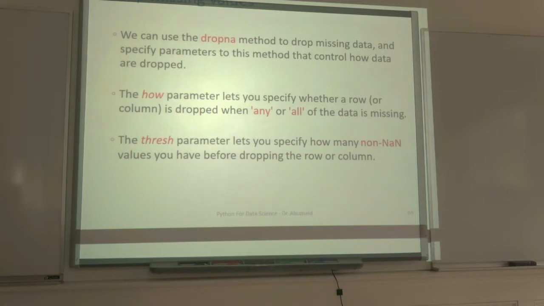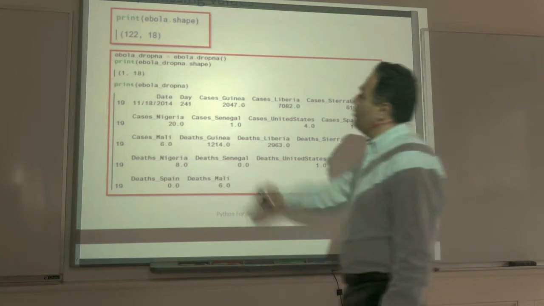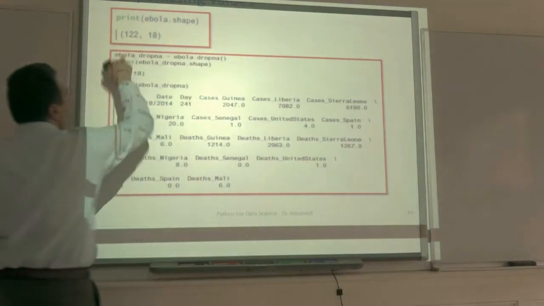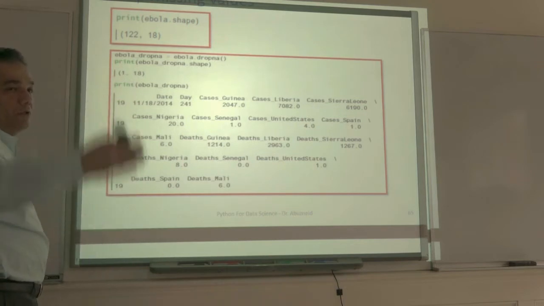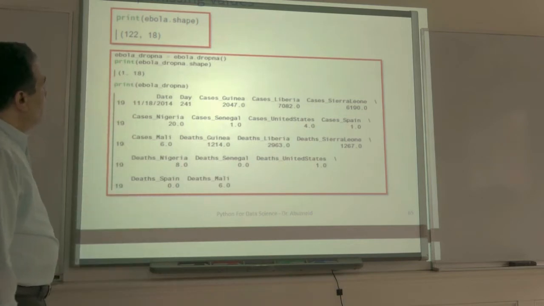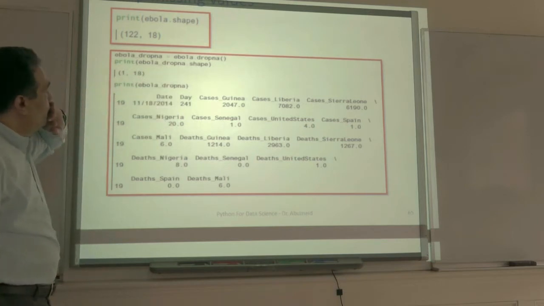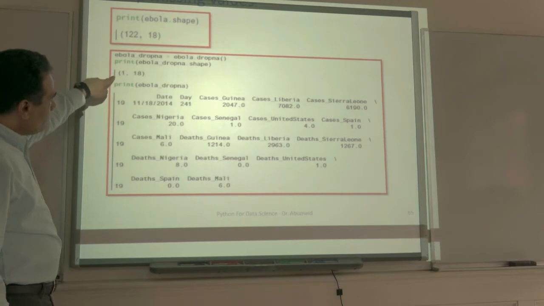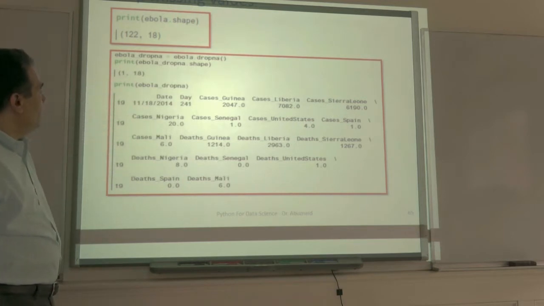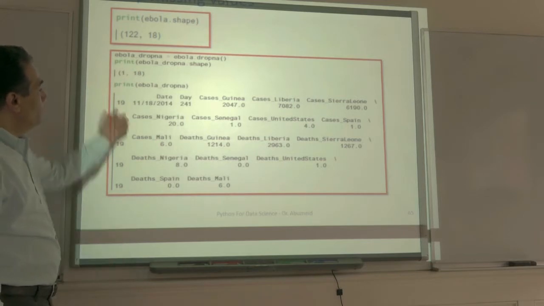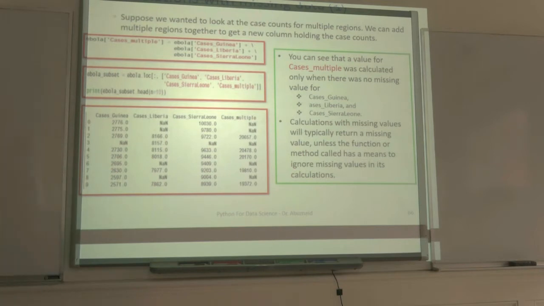Right? So in here, for example, shape of Ebola, there's 122 rows, and how many columns? 18 columns. All right. When I say Ebola.dropna().shape, it kept one row and 18 columns, and so on and so forth. So it depends on what you're going to do. You could do different things.